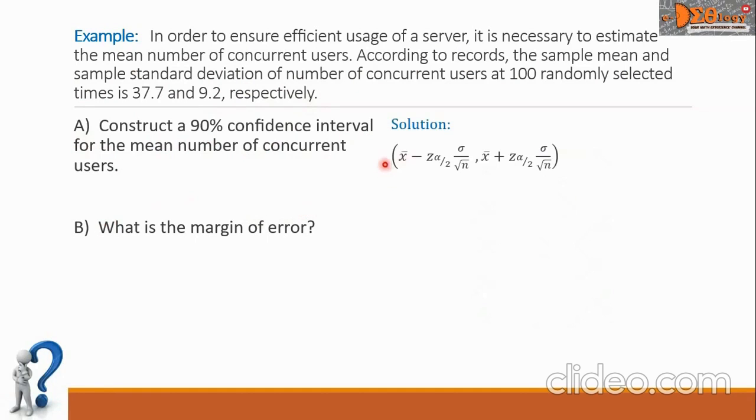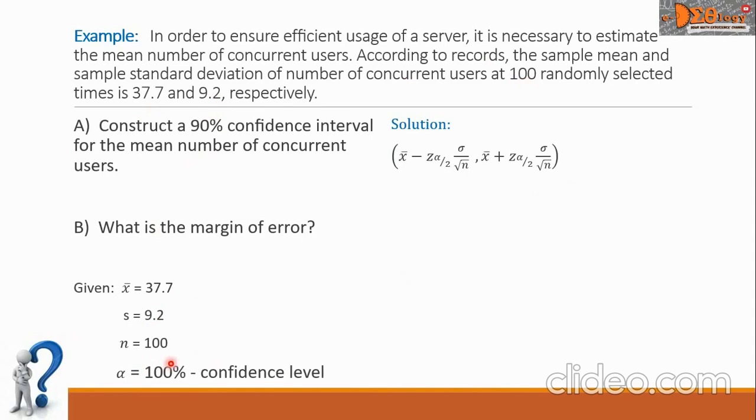For our solution, let us copy the formula for the confidence interval, and it's now here. Then, let us list the given of the problem, starting with x bar, and that is 37.7. Next is the sample standard deviation, that is S, and it is equal to 9.2. The n is 100.